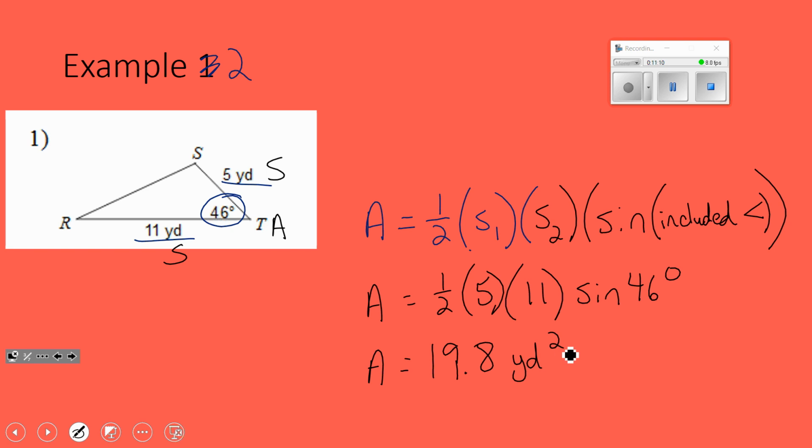Well, basically, if I give you side, side, side, you follow me? You're going to use Heron's formula. Side, side, side. Use Heron's formula. Now, my question is could you use your law of sines or law of cosines to find the included angle and then go back to this formula? Yeah, it's not going to matter. Does that make sense?